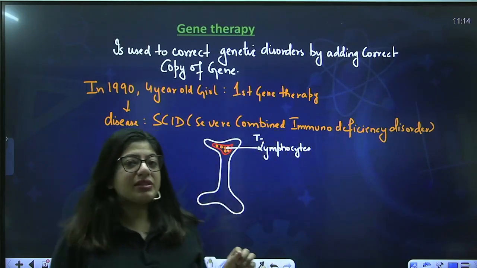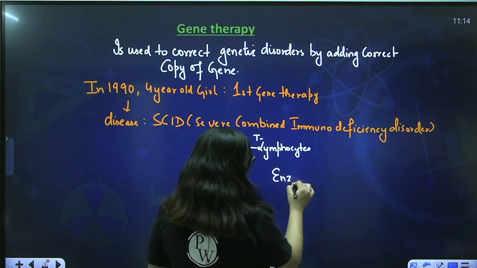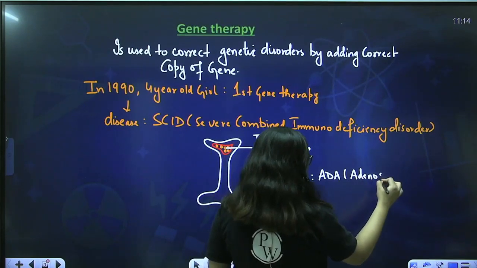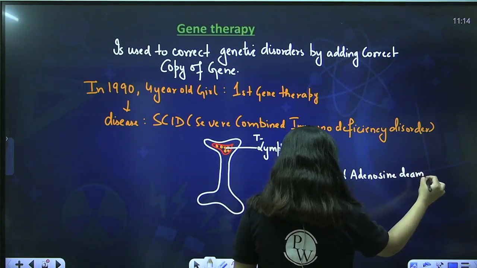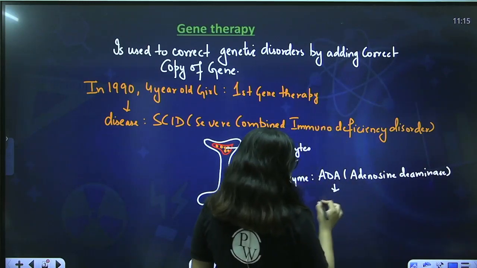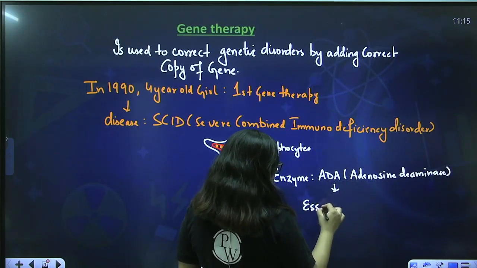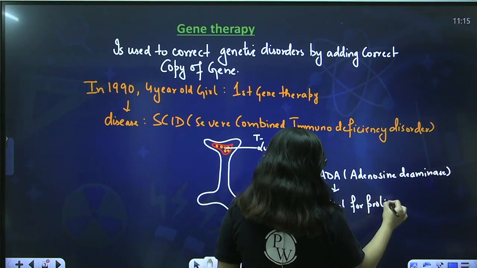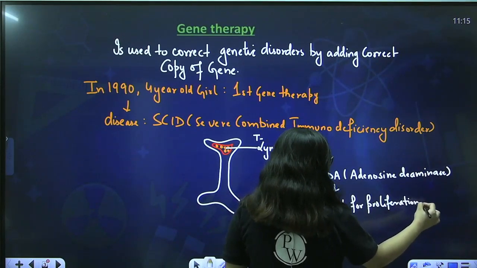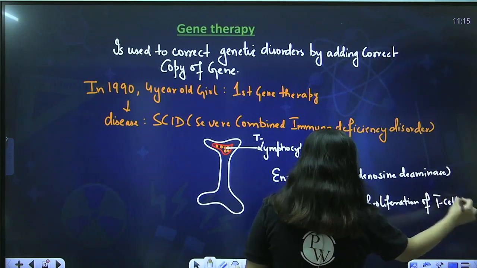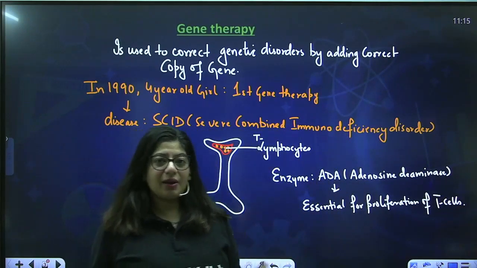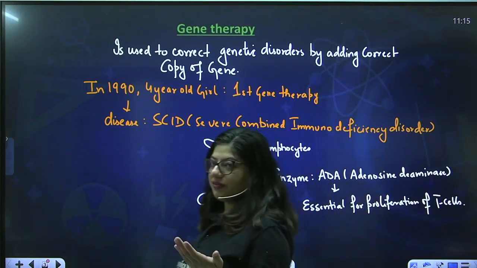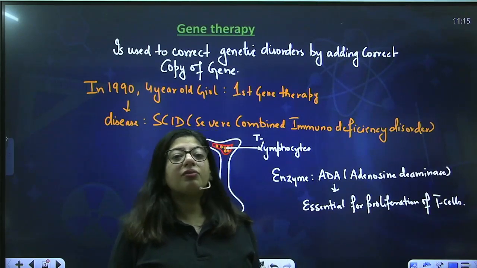And the name of the enzyme is ADA. What is the enzyme? ADA, adenosine deaminase. Right. This enzyme is essential for proliferation of T cells. Proliferation means the maturation and the multiplication, right? T cells are these T lymphocytes. Okay. Imagine there is a gene that secretes ADA. Imagine this gene which is secreting ADA is defective. Then ADA will not be secreted and T cells will not be formed properly, right?